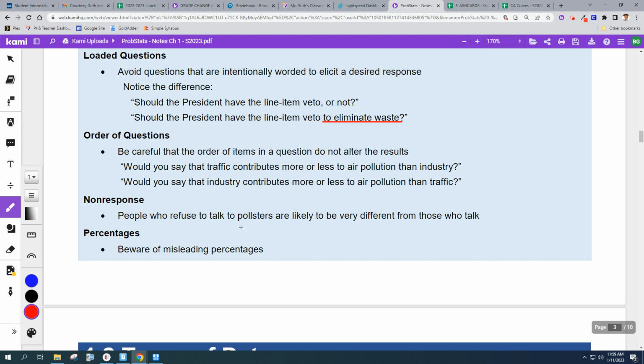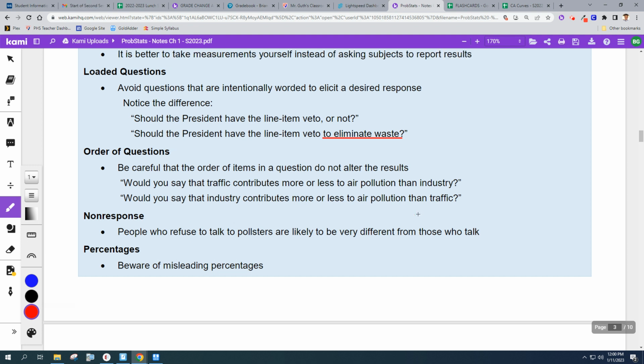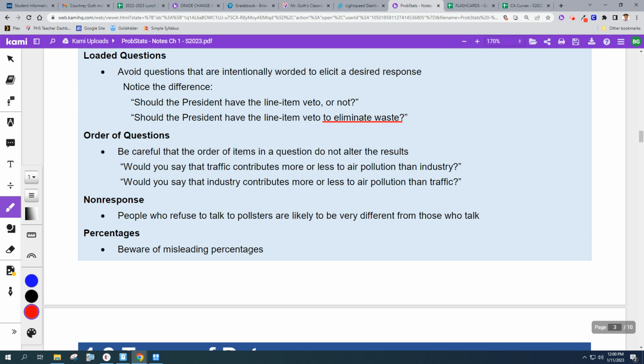Non-response: people who refuse to talk are very different than those who do. Imagine an embarrassing question on your poll. Some people might be embarrassed to answer that correctly. The people who do talk about that don't have any reason to be embarrassed, so you're going to get completely different results depending on whether the person talks or whether the person doesn't talk. It's going to be misleading, or could be. And beware of misleading percentages.